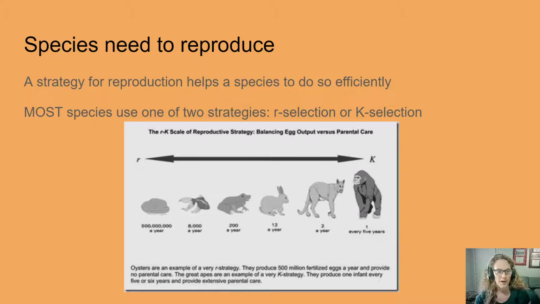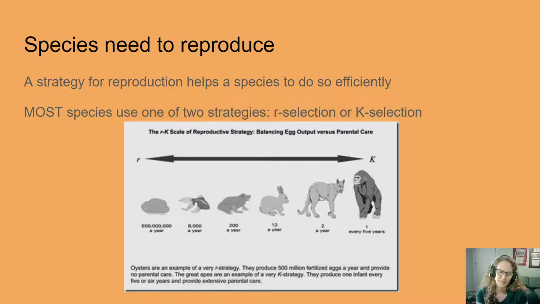So one strategy for reproduction helps a species do it efficiently. What might work for one species isn't going to necessarily work for another species. Most species can be categorized into one of two strategies in general terms, the R selected or the K selected. I don't know why R is lowercase and K is uppercase, but that's how it is.